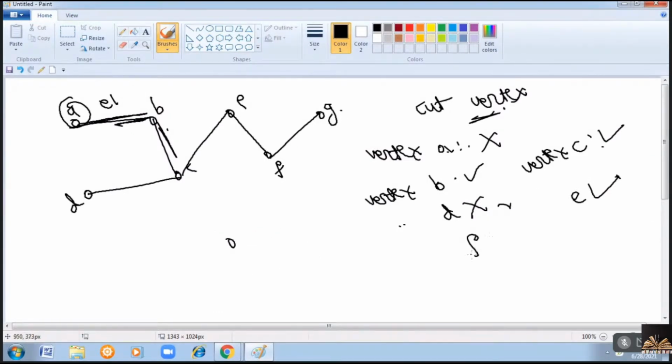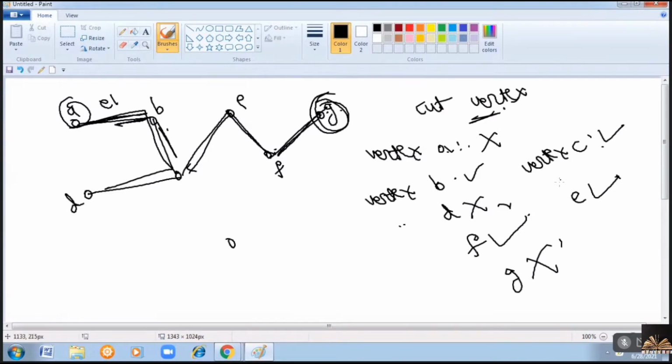F is also a cut vertex. And the last one, when you remove this G, what will happen? This G and its edge will be removed. After removing this, you will get a graph like this, which is a connected graph. So G is not a cut vertex.